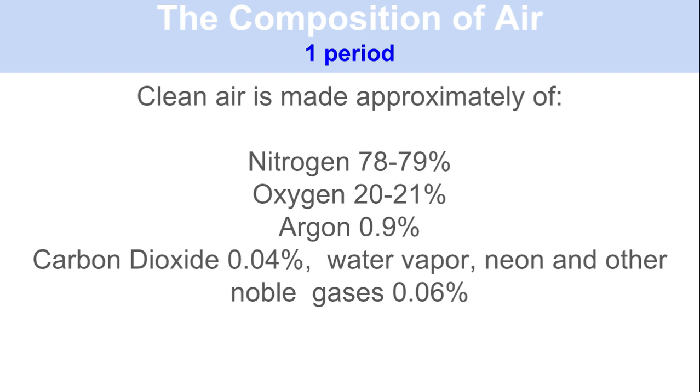Clean air is made approximately of nitrogen 78 to 79%, oxygen 20 to 21%, argon 0.9%, and the other gases make 0.1%, from which carbon dioxide makes 0.04%, and water vapor, neon, and other noble gases 0.06%.